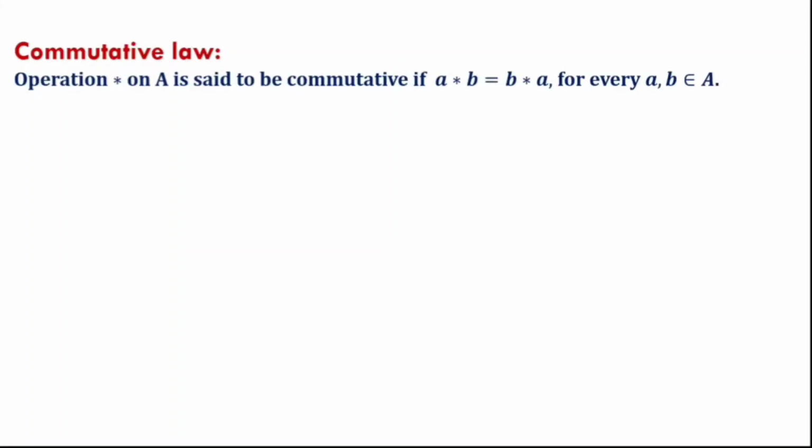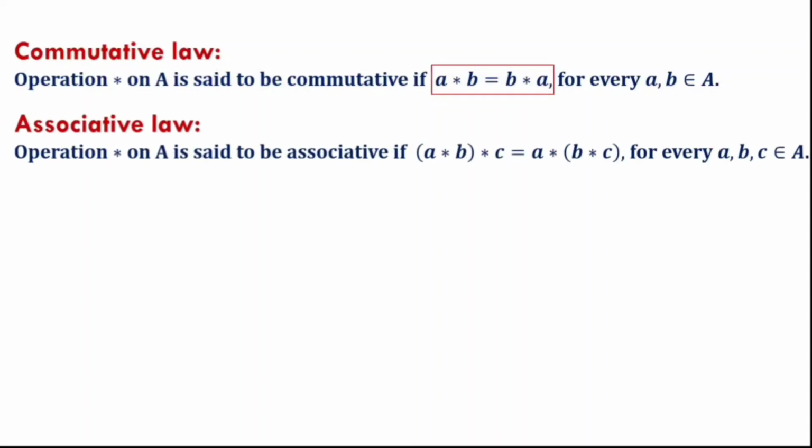Look at these definitions. The first one is the commutative law. Operation star on A is said to be commutative if A star B is equal to B star A for every A and B which belong to the set A. The second one is the associative law. Operation star on the set A is said to be associative if (A star B) star C is equal to A star (B star C) for every A, B, C belonging to the set A.